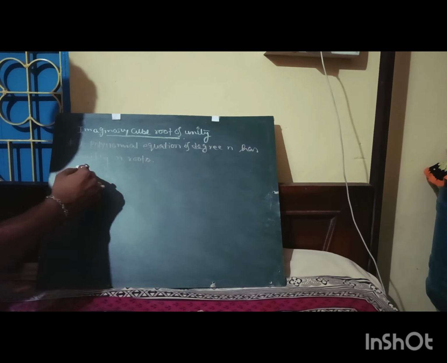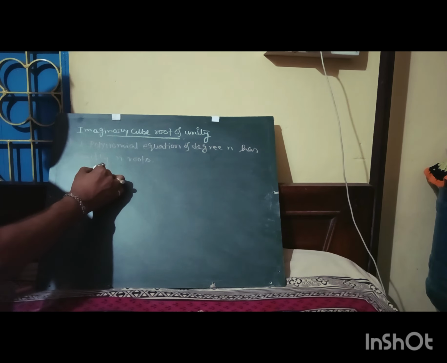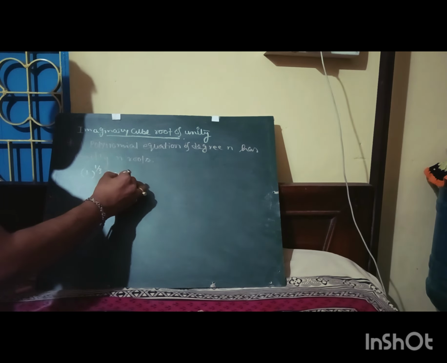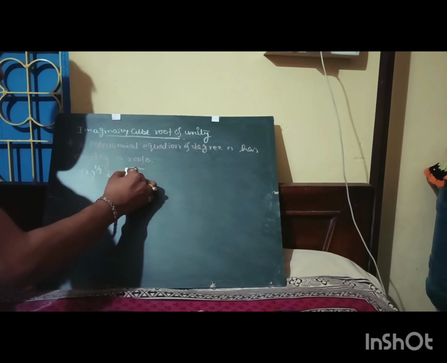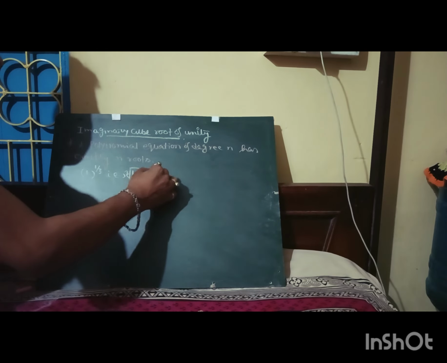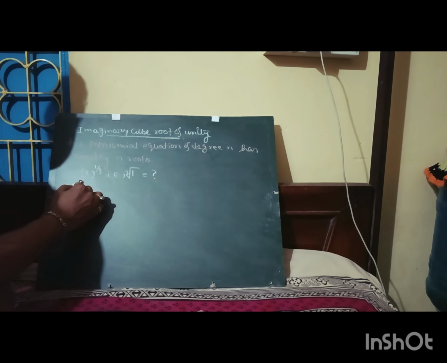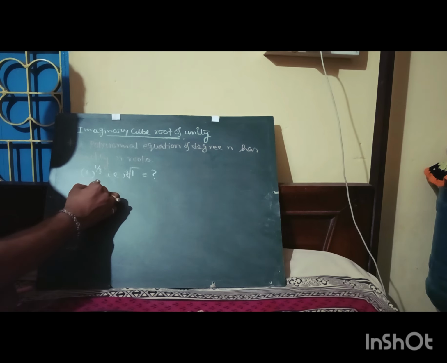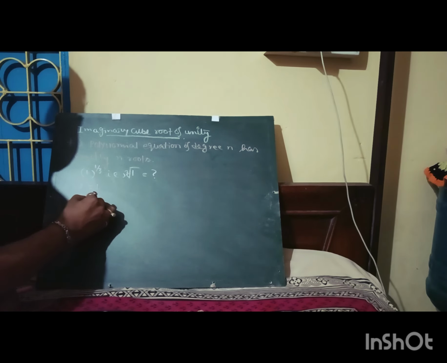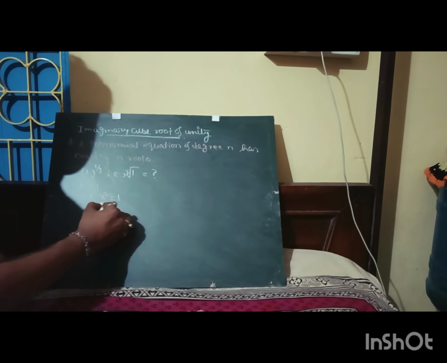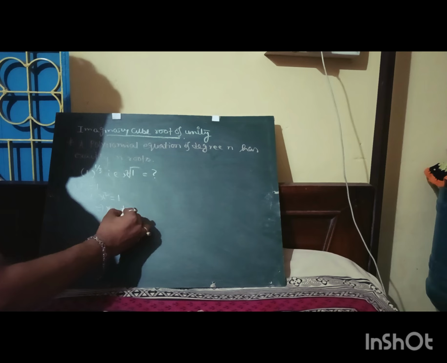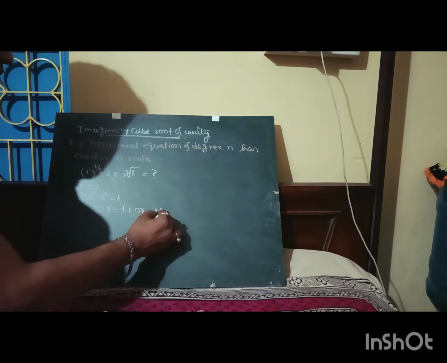Now we discuss the imaginary cube root of unity. That means we find 1 to the power 1 by 3. What is this equal to? We learned in the previous class that the square root of 1 is equal to 1, but x square equal to 1 means x equal to plus 1 or minus 1, both.